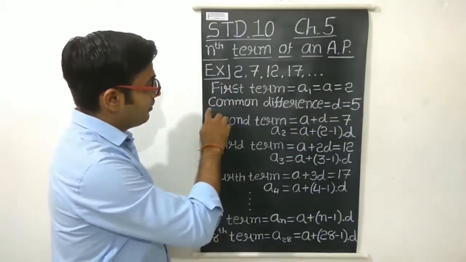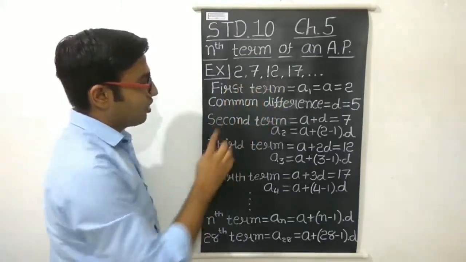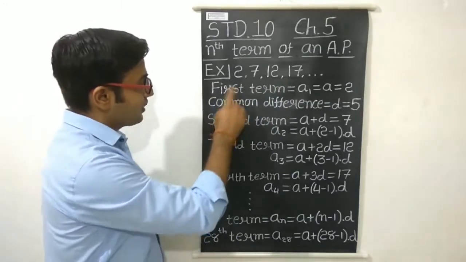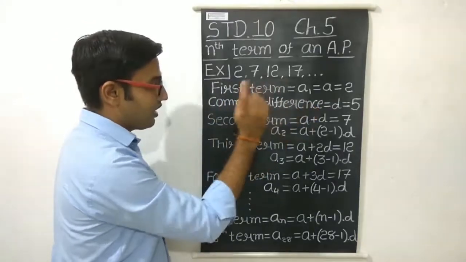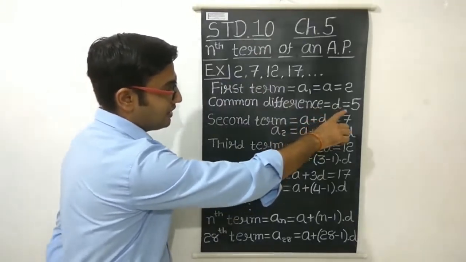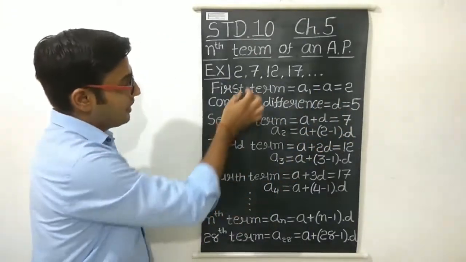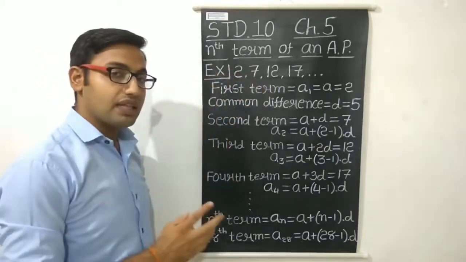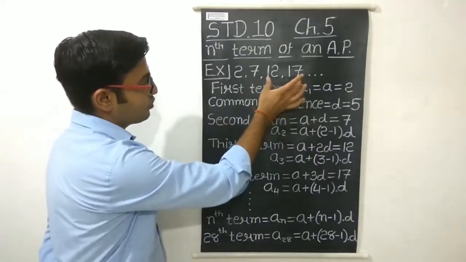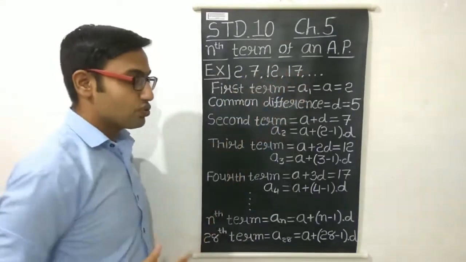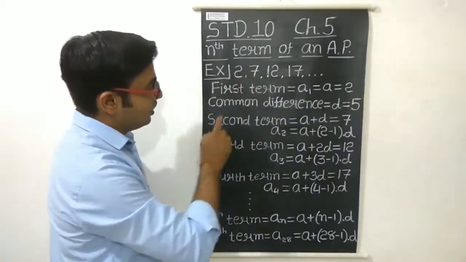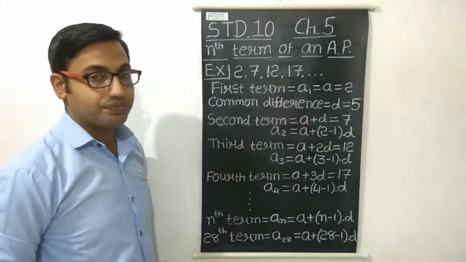Now here we can see that we have been given 4 terms, so we can find the common difference. What is the common difference for this AP? The common difference, which we represent as D, is equal to 5, because 7 minus 2 gives 5. We can also find the difference from these two terms, 17 minus 12, which again gives 5. So the first term of the AP is 2 and the common difference is 5.